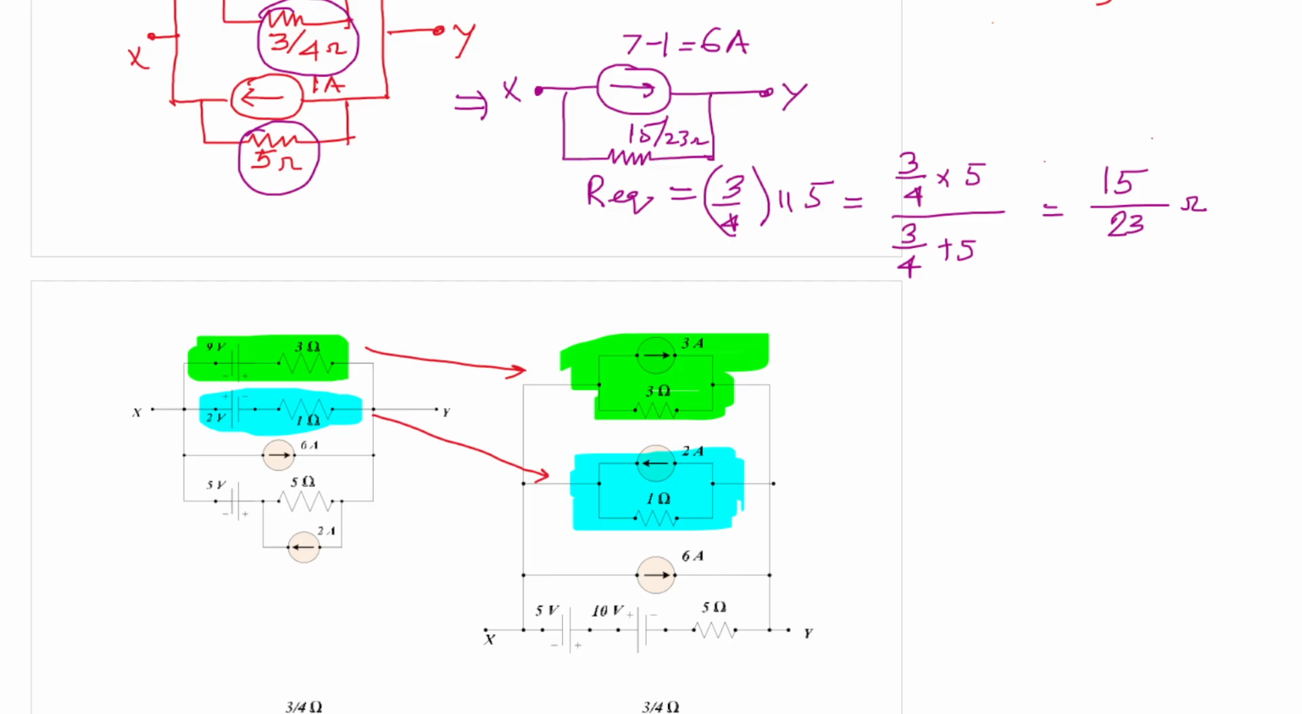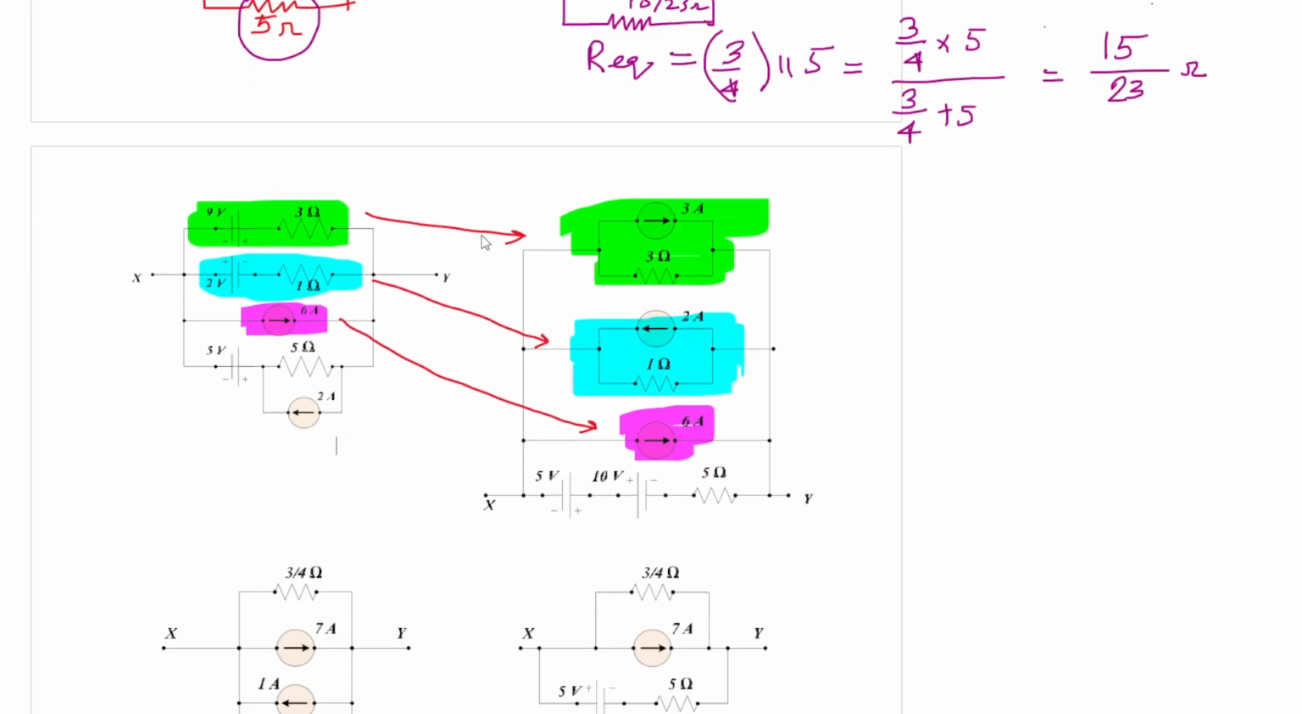Third, we have seen the 6 ampere current source present alone. We have not disturbed it. Right? So this is the 6 ampere current source. And lastly, we have seen a 5 volt source and a 2 ampere current source in parallel with 5 ohm resistance. So we have converted it to a 10 volt source in series with 5 ohm resistance.